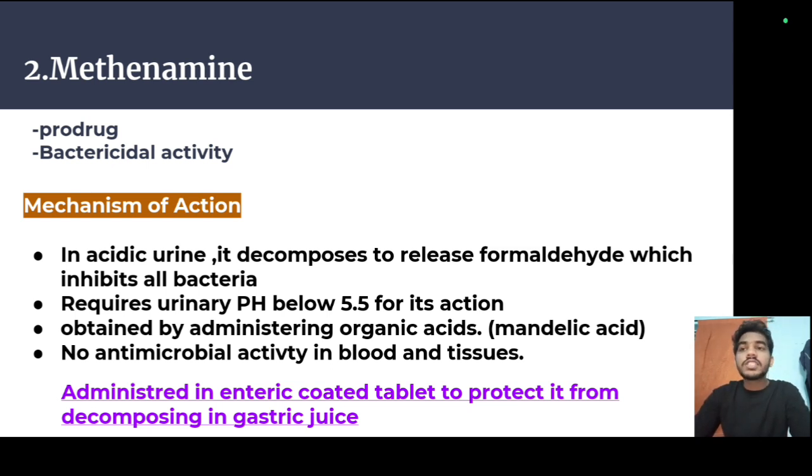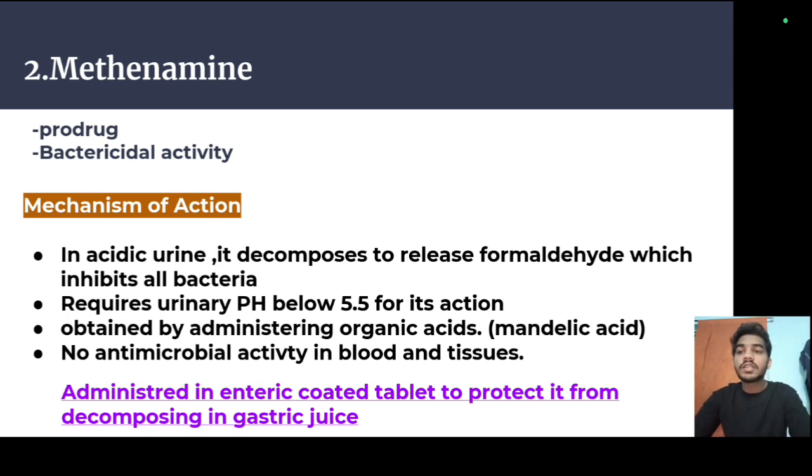Second drug of our list is methenamine. Methenamine is a prodrug. It is bactericidal in activity. Mechanism of action: in acidic urine, methenamine decomposes to release formaldehyde, which inhibits all the bacteria. It requires urinary pH below 5.5 for its action. This is mainly obtained by administering an organic acid like mandelic acid. It does not provide any antimicrobial activity in the blood and tissue.